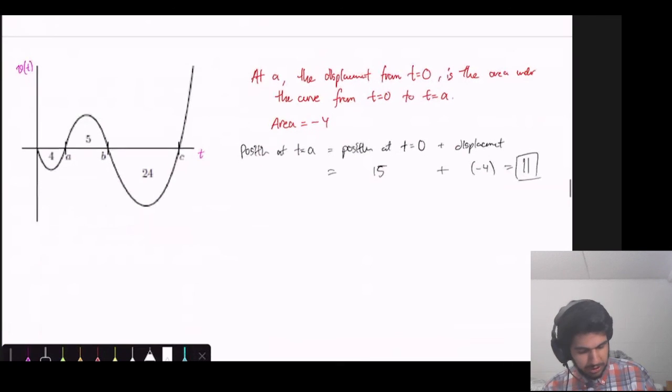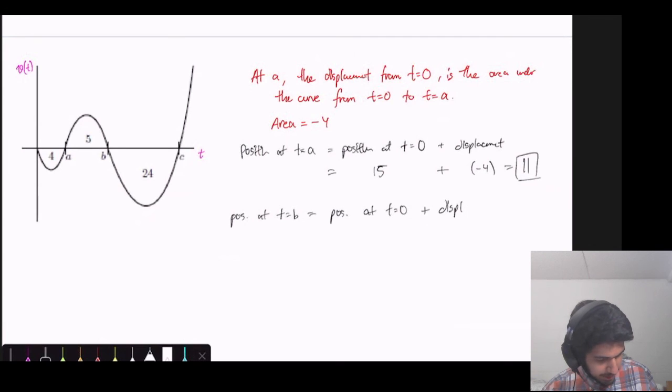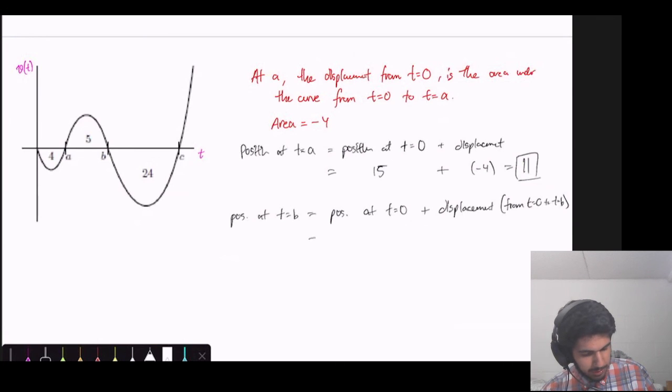Okay, now let's do part B. We can just use our formula. We don't have to write out much of what I wrote before. So position at t equals b equals position at t equals 0 plus displacement. Oh, that's not how you write that word. Displacement from t equals 0 to t equals b. So this is going to be equal to 15 plus displacement.